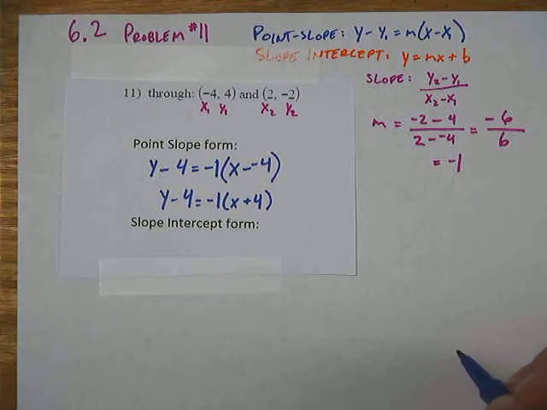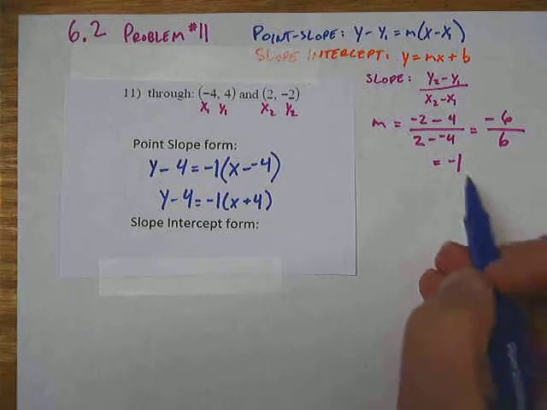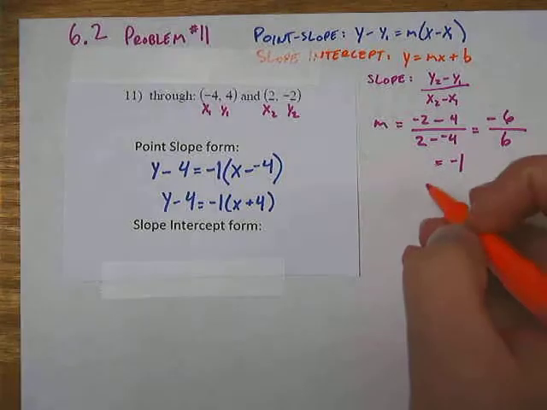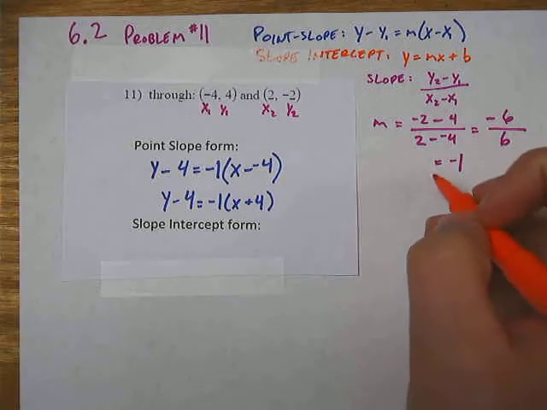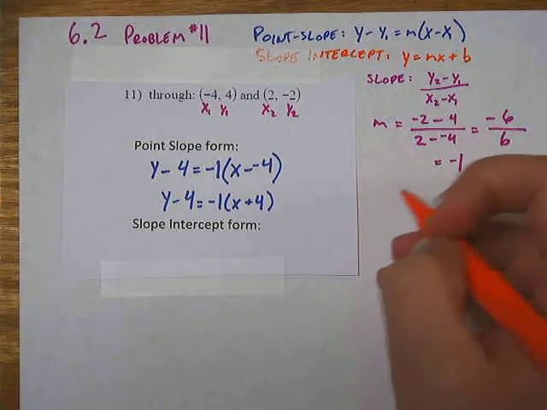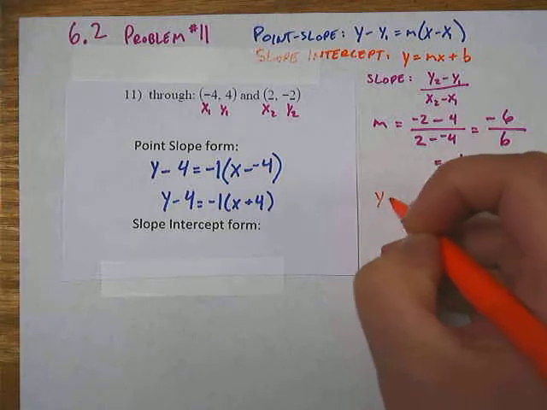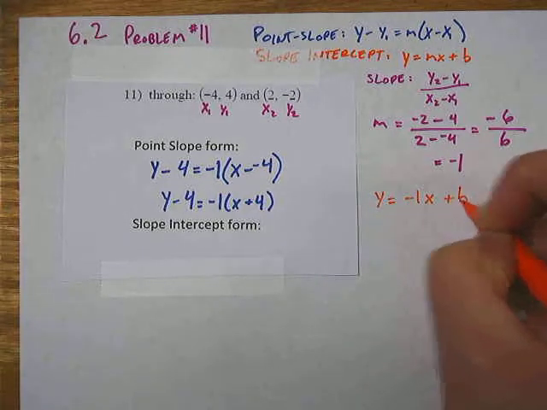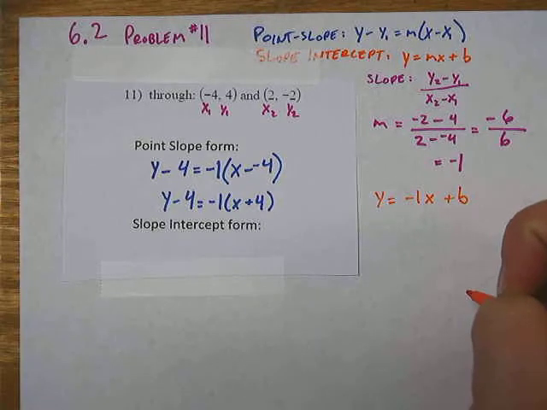Now we need slope intercept form. And with slope intercept form, we already have our slope, but we need to find the y-intercept. And to do that, we have to take one of our points and plug it in. So, if we were to do this with just the slope so far, we would have y equals -1 x plus b. And we need to figure out what b is.